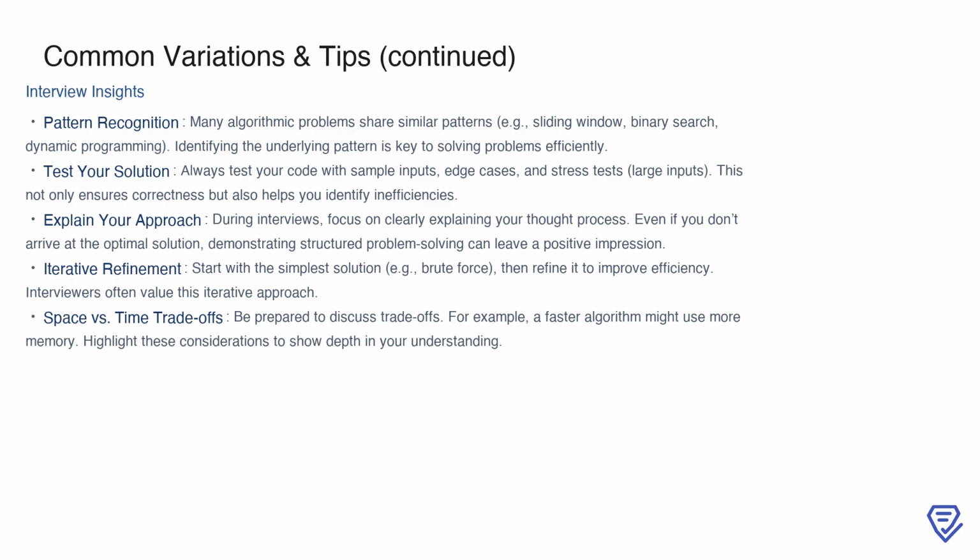Another effective strategy is iterative refinement. Start with the simplest solution, like a brute force method, and then refine it step by step to improve efficiency. Finally, be prepared to discuss trade-offs. For example, a faster algorithm might use more memory. Being able to articulate these trade-offs demonstrates a deeper understanding of the problem and potential solutions.